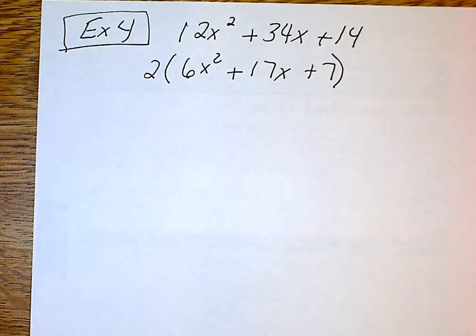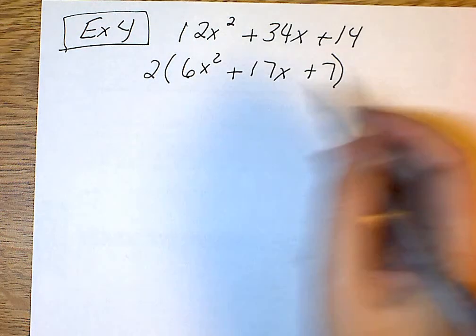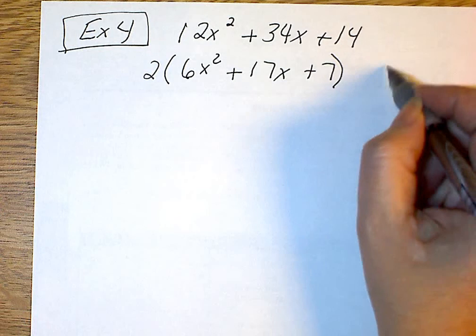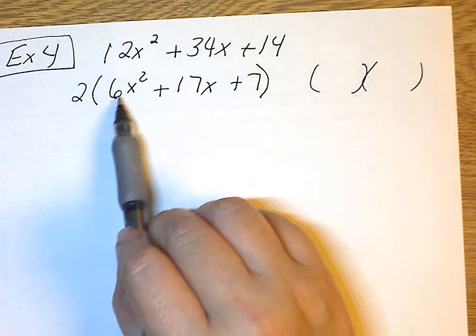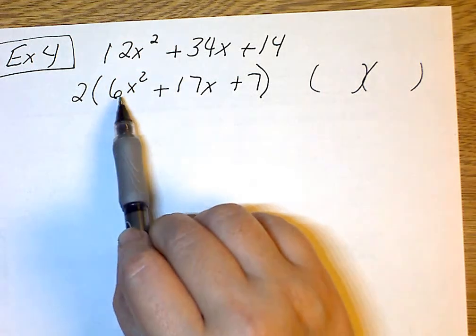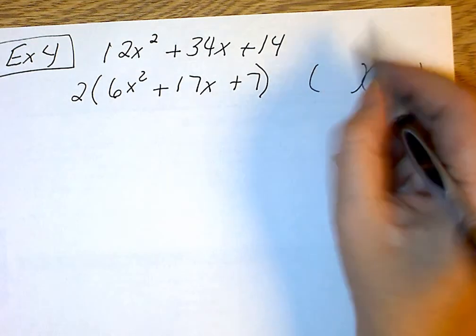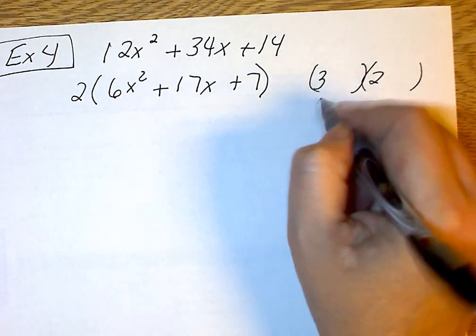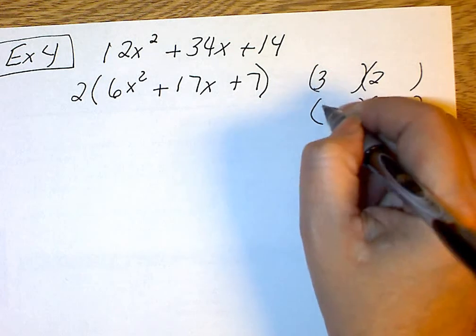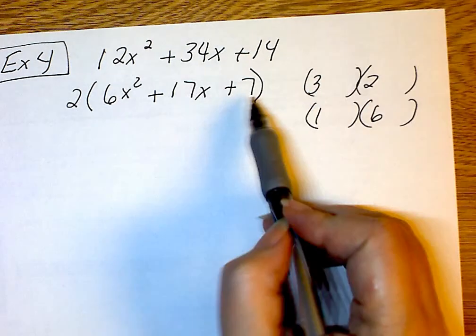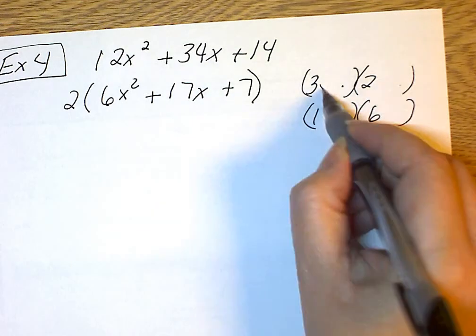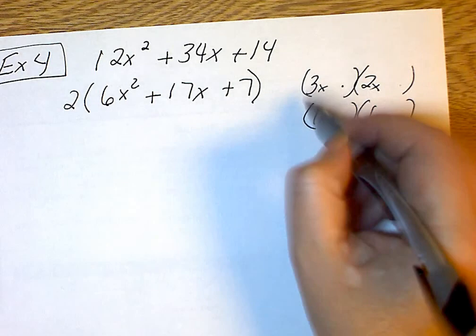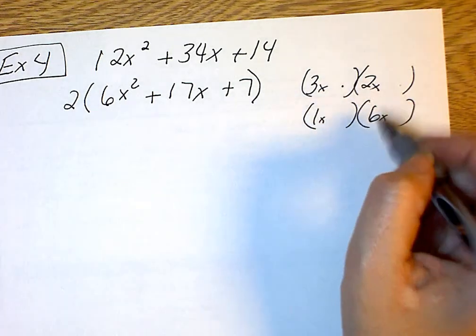Alright, so now I will tell you, you can go through and try guess and check, where you have to find two things that multiply together to give you these numbers. If you have 6, what gives you 6? It could be 3 and 2, or 1 and 6. And with 7, it could be 1 and 7. So the 7 could go here, or it could go here. You would have to FOIL all these out to figure out which one works.